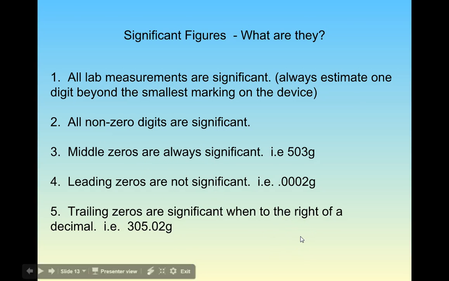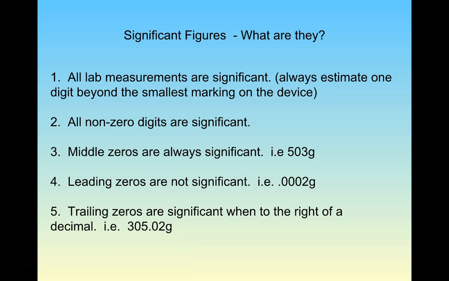All numbers that you measure in science, all numbers that you use electronic equipment and get a value from, all of these measurements are significant. We refer to these as significant figures. Sometimes I call them sig figs. So every single lab measurement becomes significant. Once you put that unit on it, it tells us something specific about it. When you make a measurement and you have a non-zero digit, all non-zero digits are significant. So 1, 2, 3, 4, 5, 6, 7, 8, 9 are significant digits.